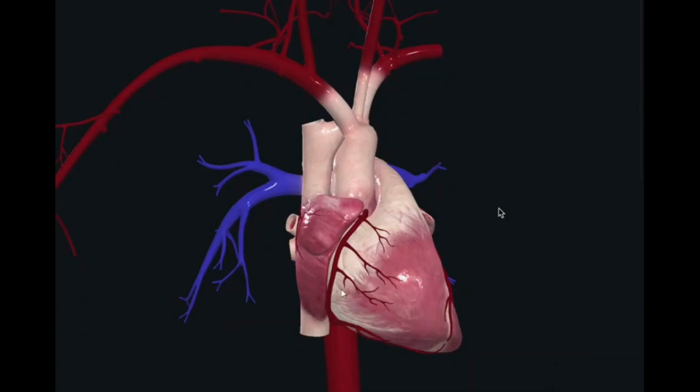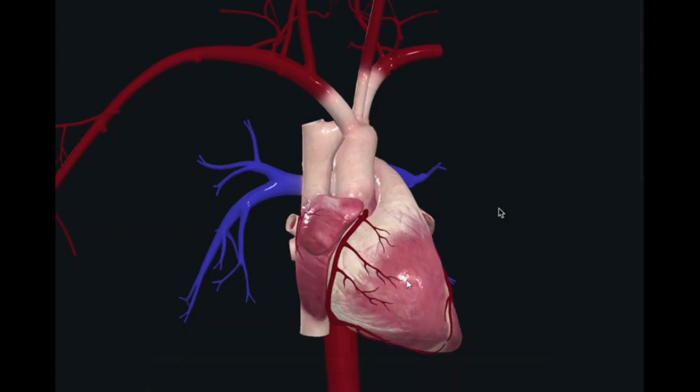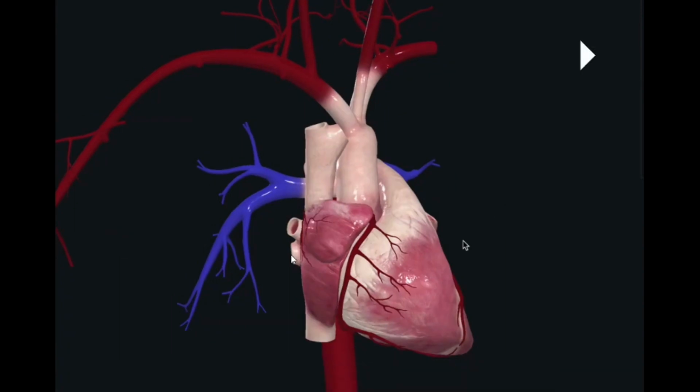Now we will try to understand where they come out from, which area gives rise to these coronary arteries, and how they wrap and give branches all over the heart, so that the heart muscles get oxygen-rich blood. What you are seeing in front of the screen is what's more important.